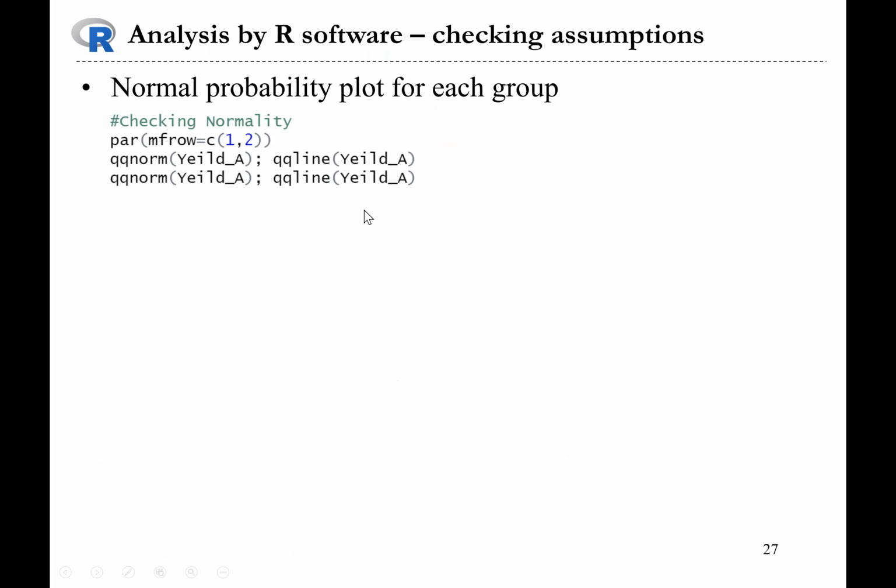So how do I check normality? You can use a function QQ norm, and you give the first group of data. And then QQ norm gives the second group of data. Oh, this one should be B. Come on. And then I will write something called the QQ line. Let me show you.